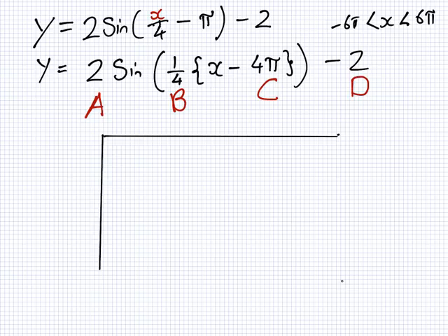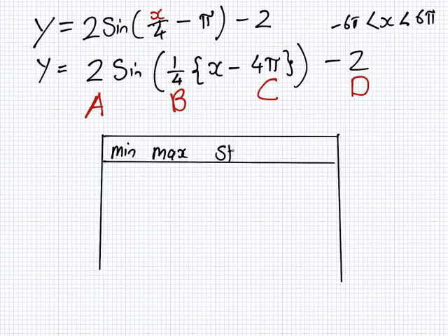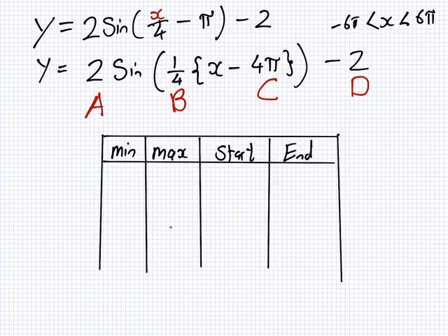So we make a table, and we have here min, max, start, end. Okay, so firstly we have sine. The minimum value sine can be is -1, maximum is 1. It starts at 0 and ends at 2 pi.